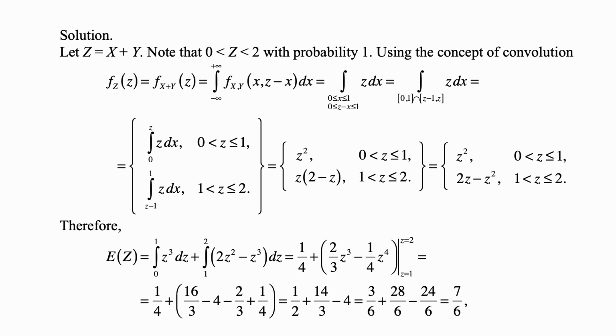And therefore, what is 1/4 plus 1/4? It's 1/2. 16/3 minus 2/3 is 14/3, minus 4. We have a common denominator of 6, so 3/6 plus 28/6 minus 24/6, and that's equal to 7/6.